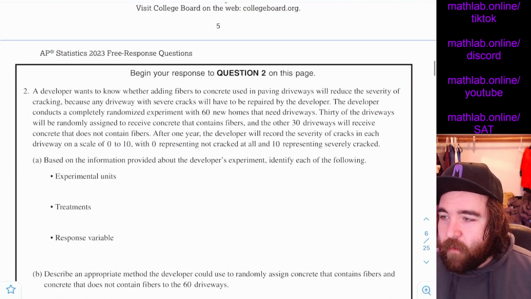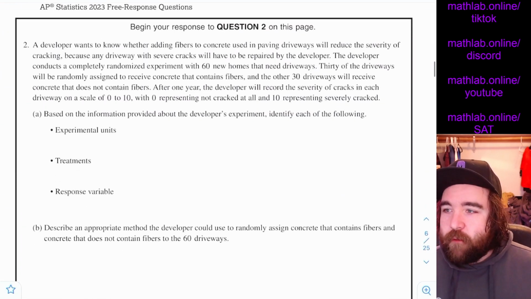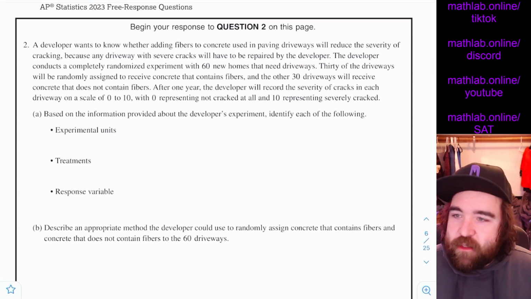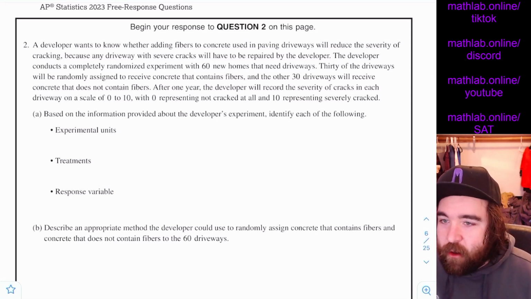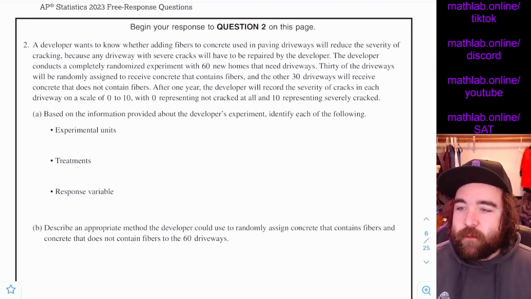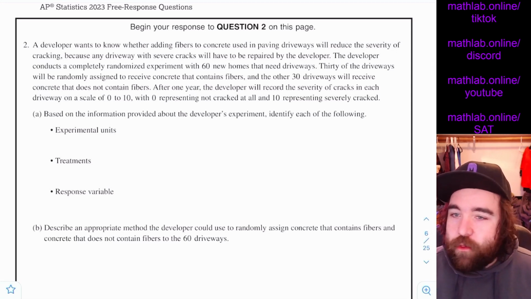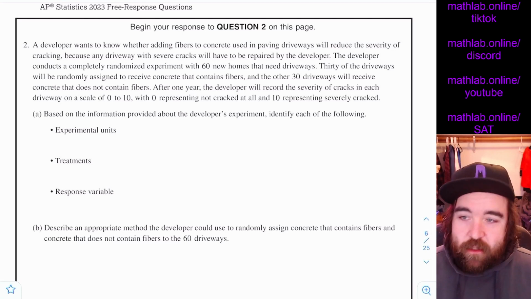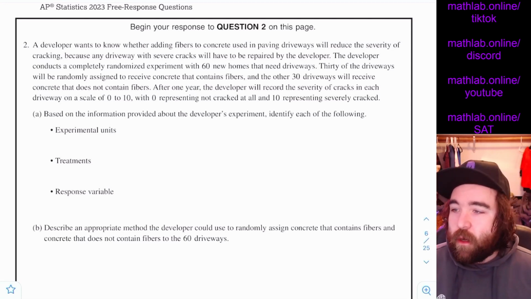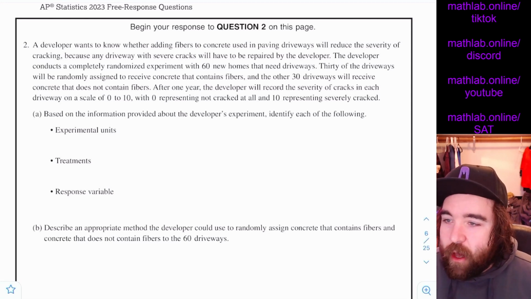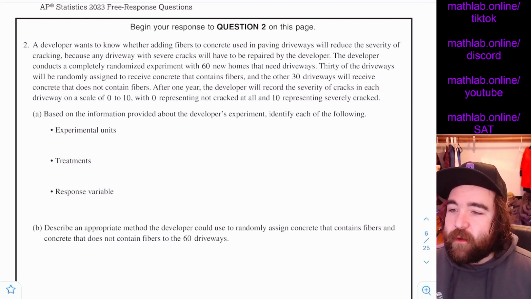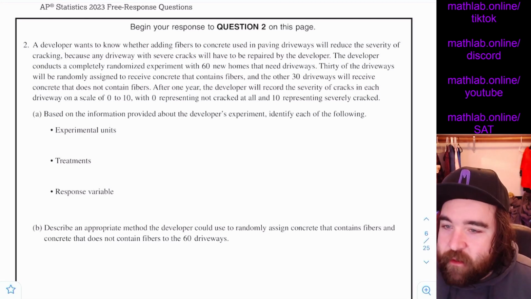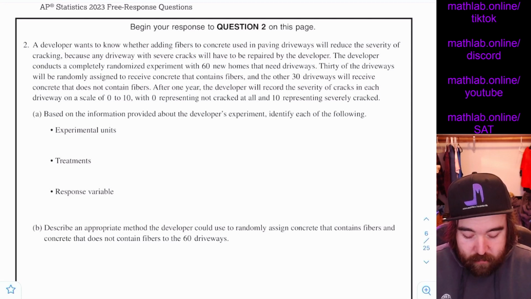All right. A developer wants to know whether adding fibers to concrete used in paving driveways will reduce the severity of cracking, because any driveway with severe cracks will have to be repaired by the developer. The developer conducts a completely randomized experiment with 60 new homes that need driveways. 30 of the driveways will be randomly assigned to receive concrete that contains fibers, and the other 30 will receive concrete that does not contain fibers. That sounds pretty good. After 1 year, the developer will record the severity of cracks in each of the driveways on a scale of 0 to 10, with 0 representing not cracked at all and 10 representing severely cracked. Based on the information provided by the developer's experiment, identify each of the following experimental units.